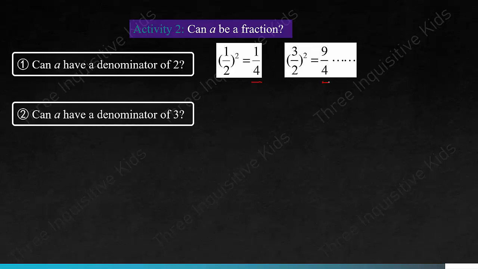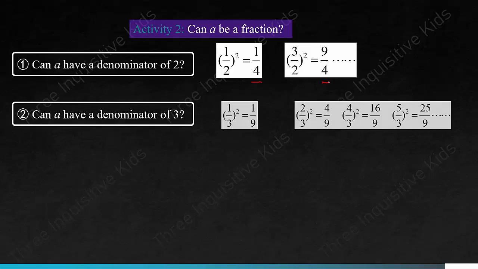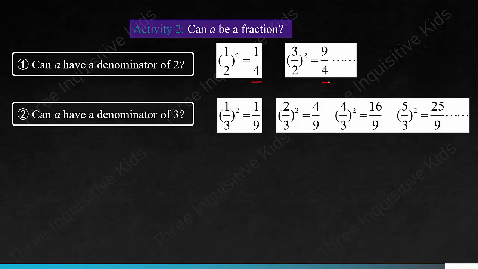So can A have a denominator of 3? If A was 1/3, then the area would be 1/9, and that's too small. And you can see that over here, none of these examples lands exactly on 2.